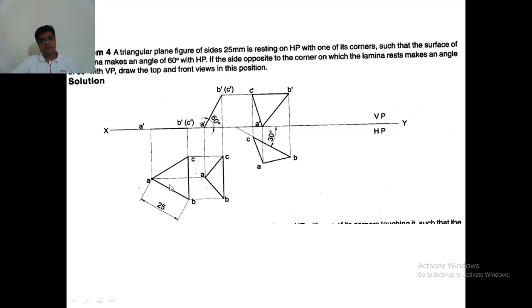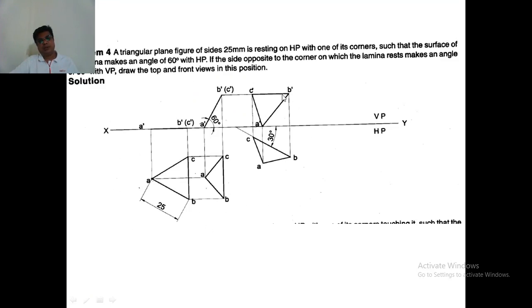The surface is inclined to HP, and also one more condition has changed here. So this edge, which is opposite to the corner on which it is resting on HP, is inclined at 30 degrees to VP. So this edge is now inclined at 30 degrees to VP. So this is the given problem, and we should solve the problem like this.